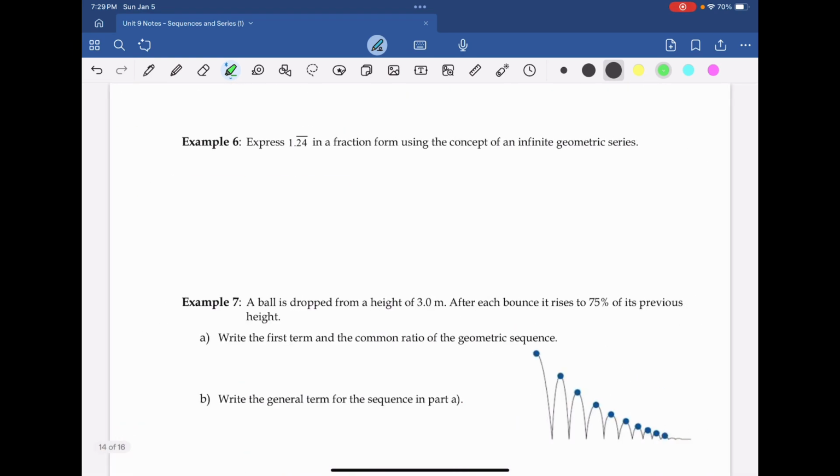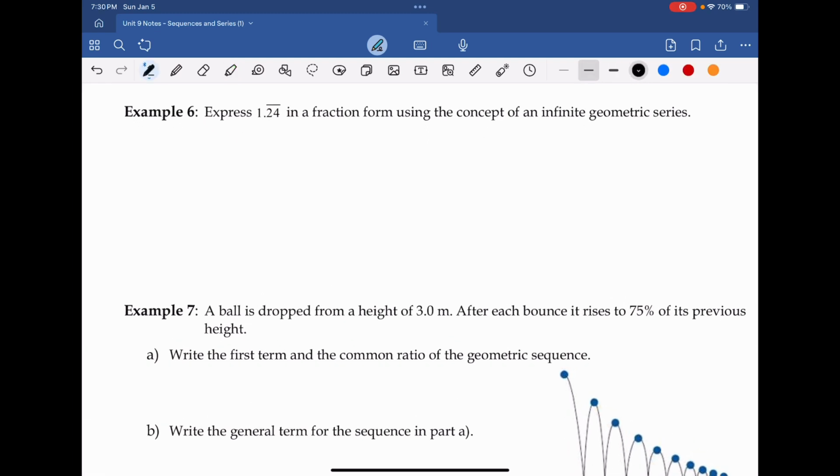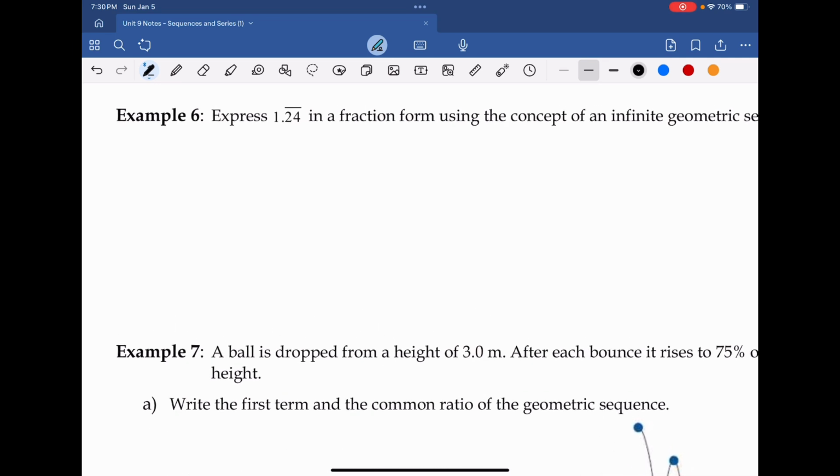Awesome. Okay, let's go to our next page here. So this one's a bit applied, and it's going to be the trickiest one of the whole section, I would almost say, just in the way you have to approach it. So they say express this repeating fraction of 1.24 in a form using the concept of an infinite geometric series. Now, here's the way we have to approach this that makes this problem quite difficult.